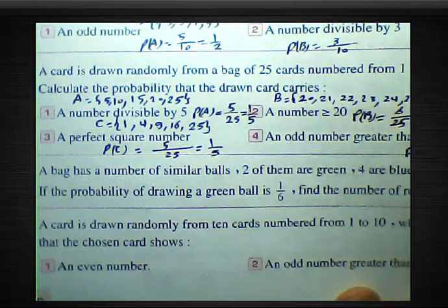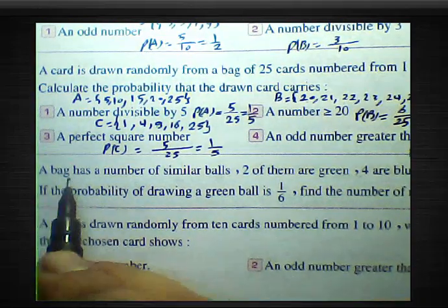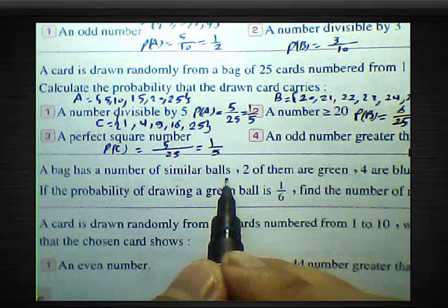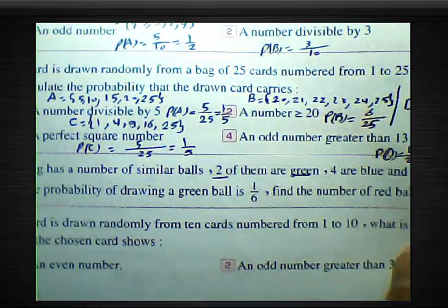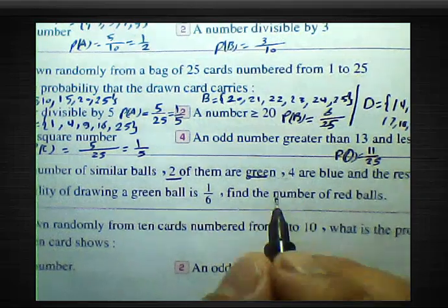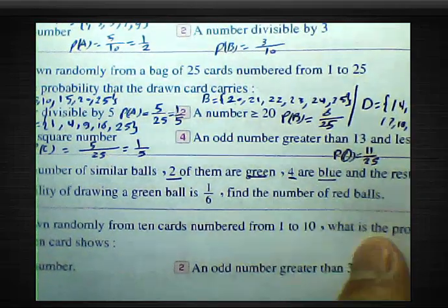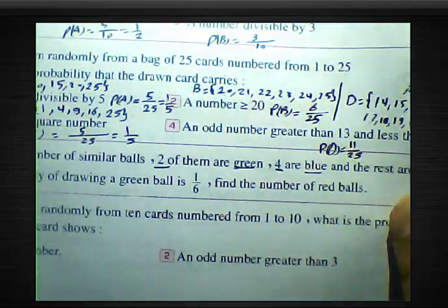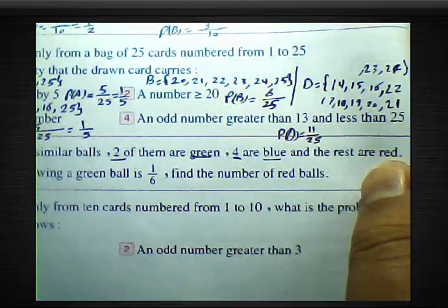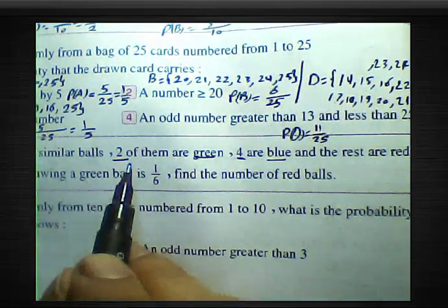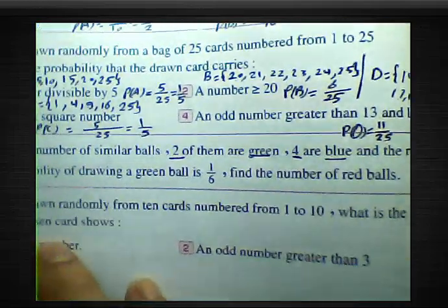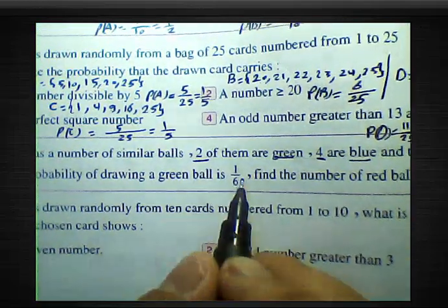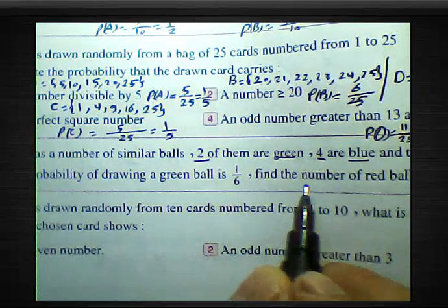Question number 5. A bag has a number of similar balls. 2 of them are green, 4 are blue, and the rest are red. The probability of drawing green is 1 over 6. Find the number of red balls.